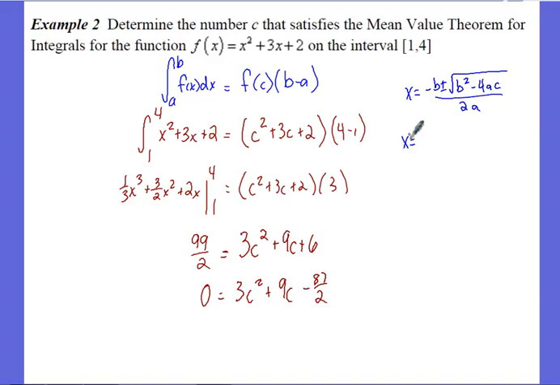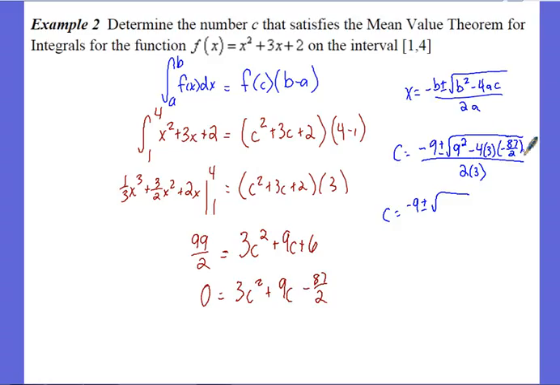Actually, it's not X, it's C this time, right? So let me... Doesn't matter. So C equals... it'll be a negative what? 9 plus or minus the square root of 9 squared minus 4 times 3 times negative 87 over 2. All of that over 2 times 3. I would say simplify this a little bit for me.